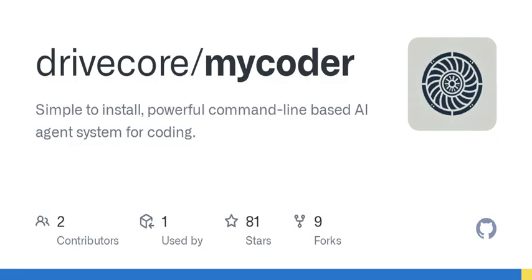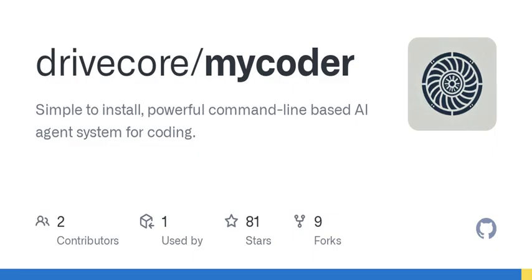So let's paint the picture. Imagine you're a software developer, juggling multiple coding tasks, trying to debug issues, migrate code bases, or refactor your application. It can quickly become overwhelming, right? This is where mycoder comes into play. A powerful command-line-based AI agent system designed specifically to help with coding tasks.